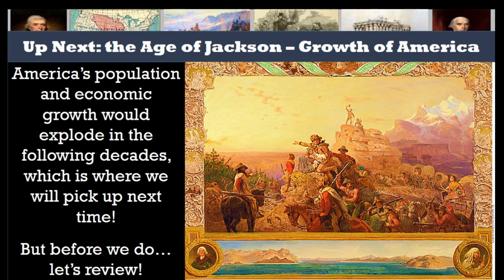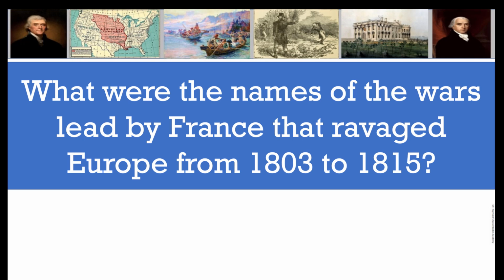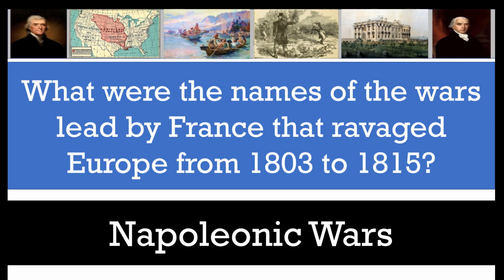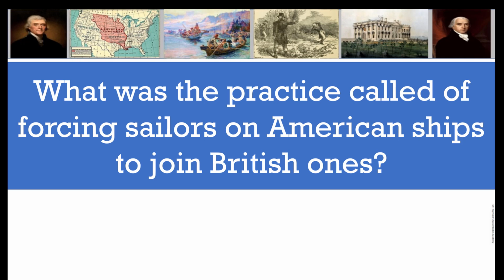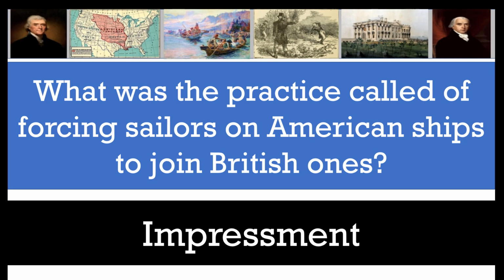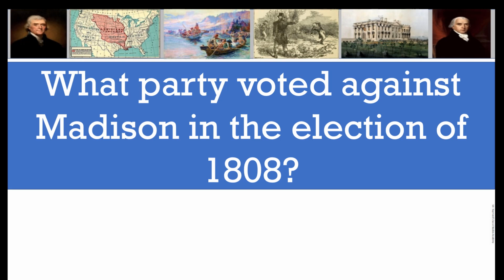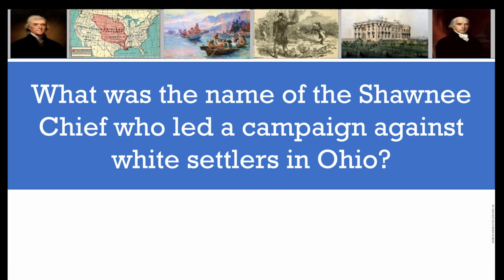But before we do, let's review. What was the name of the wars that ravaged Europe from 1803 to 1815 that were led by France? The Napoleonic Wars. What was the hated practice of forcing sailors on American ships to join British ones called? Impressment. What party was against the war and voted against Madison in the election of 1808? The Federalists. What was the name of the Shawnee chief who led the campaign against white settlers in Ohio?